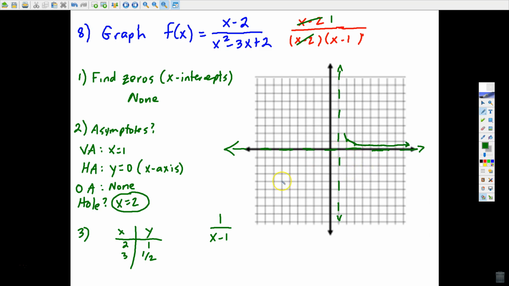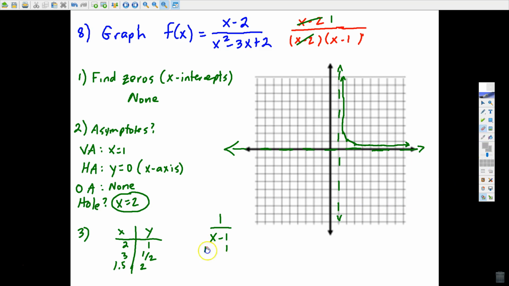I bet if I do 1.5 as an input, I'm going to get something up here above y equals 1. So let's see, 1 over 1.5 minus 1, that's 1 over a half, which is 2. Sure enough, if I do 1.5, I get output 2. So that gives me good information about how this graph is behaving. So the right side of the vertical asymptote looks like this.